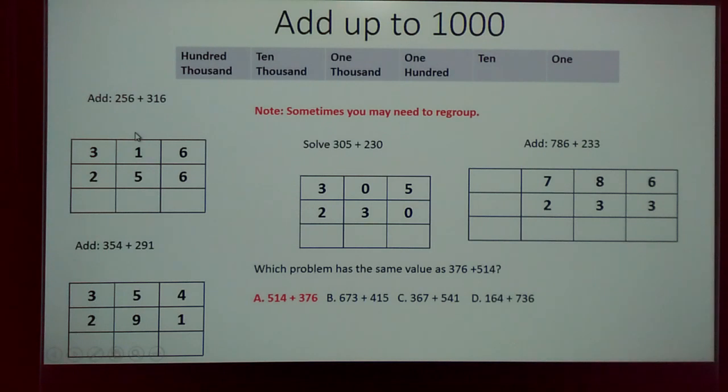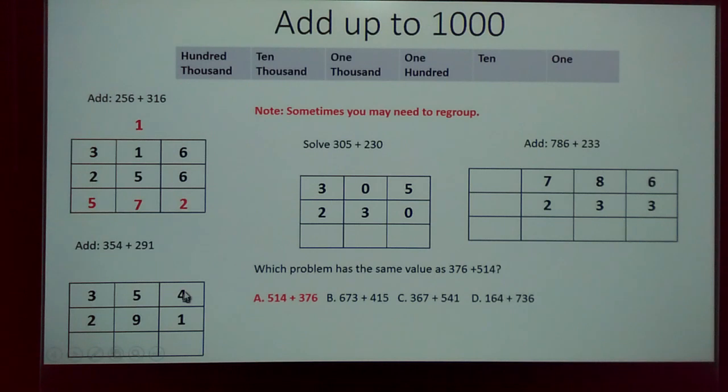Now, sometimes you may need to regroup, because remember, in each box, you can only have 1 digit in each column. You cannot have 2 digits. You only allow 1 digit in each column. So, 6 plus 6 is what? It's 12. So the 2 goes there, and then the 1 goes at the top in the next column. And all you have to do is add straight down. 1 plus 1 is 2. 2 plus 5 is 7. And of course, 3 plus 2 is what? 5.